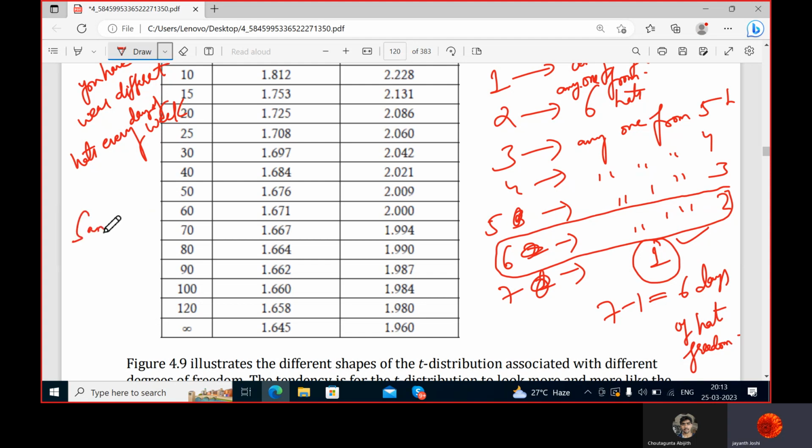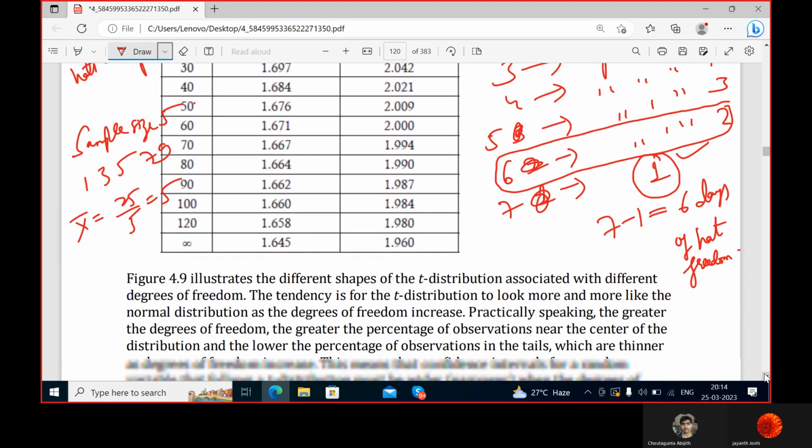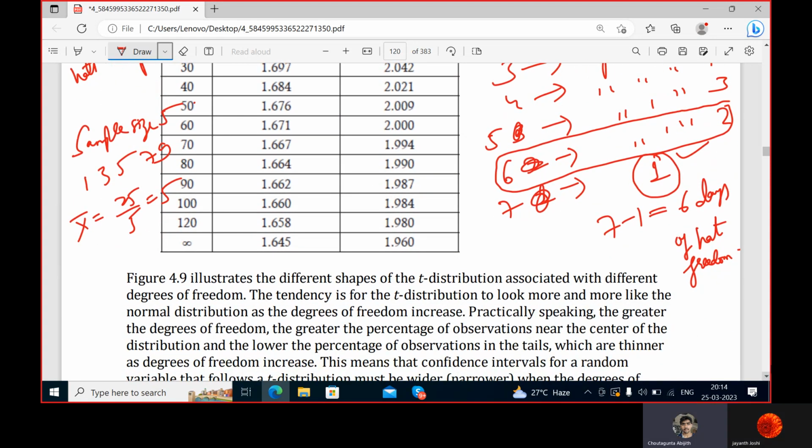Suppose your sample size is 5: 1, 3, 5, 7, 9. If you want to find the mean of this, when I add, I get 25, and 25 by 5 is equal to 5, correct? Now, if I take 1 plus 3 plus 5 plus 7, divide by 5 and keep the mean 5 here, what would this question mark be? What can it take?